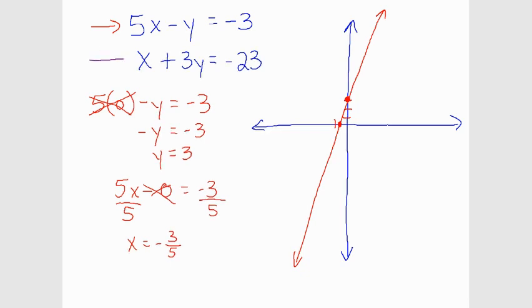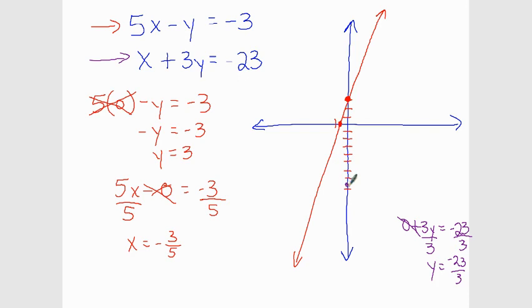And I'll do this one in purple. So 0 plus 3y equals negative 23. So we'll divide by 3. Again, cancel that out. I'm running out of room, so I'm really shorthanding this one. So this is negative 23 over 3. Well, negative 24 over 3 would be negative 8, so this would be negative 6 2/3. So 1, 2, 3, 4, 5, 6, 7, 8, and about 2/3 of the way there.